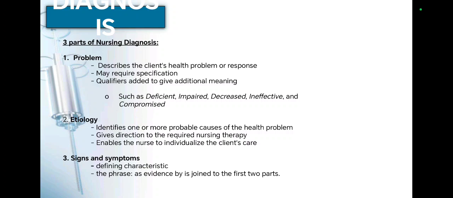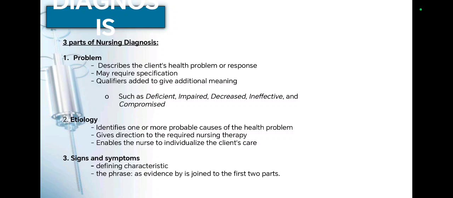Because if we were to identify the etiology of the problem, then we can redirect our interventions to removing the cause of the problem, so that if we remove the cause of the problem, then there will be no problem. Okay, another is the last part of your diagnosis, signs and symptoms, or the defining characteristics. So we usually use the phrase "as evidenced by," which joins the first two parts.